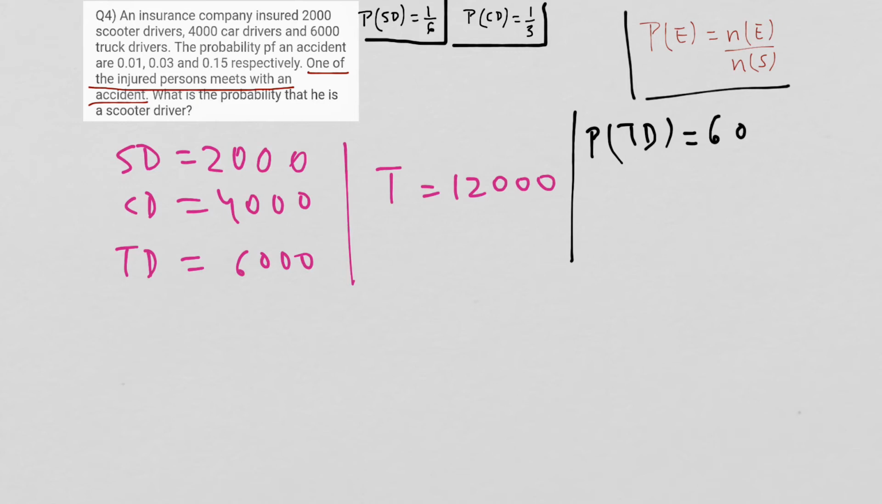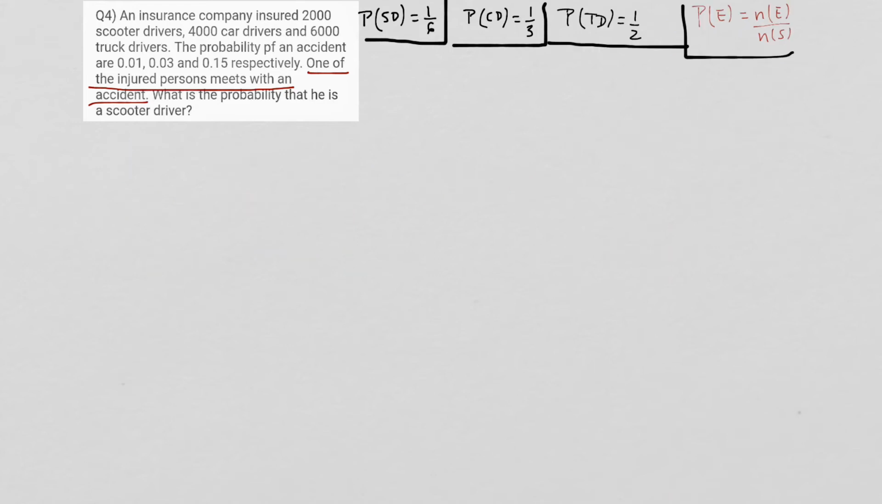6,000 by 12,000, which is equal to half. So using total, we have found out the probability of finding a scooter driver is 1 by 6, the probability of finding a car driver is 1 by 3, and that of finding a truck driver is 1 by 2. Now let's look at accidents or accident ratios.